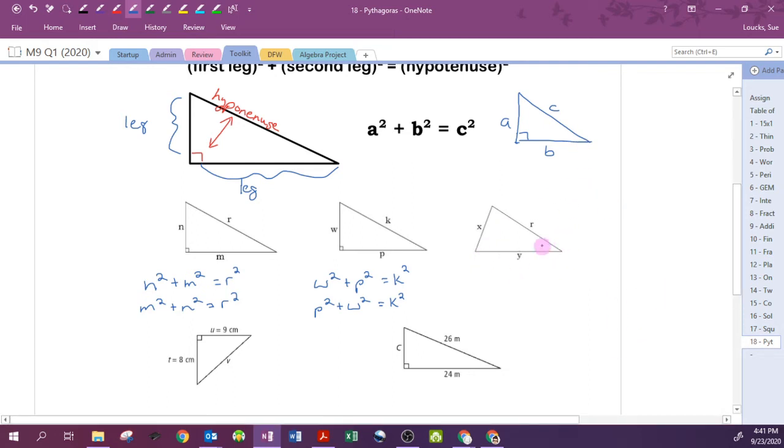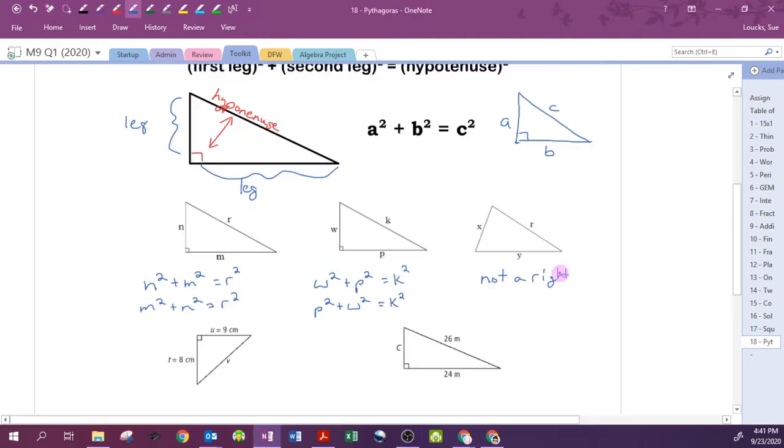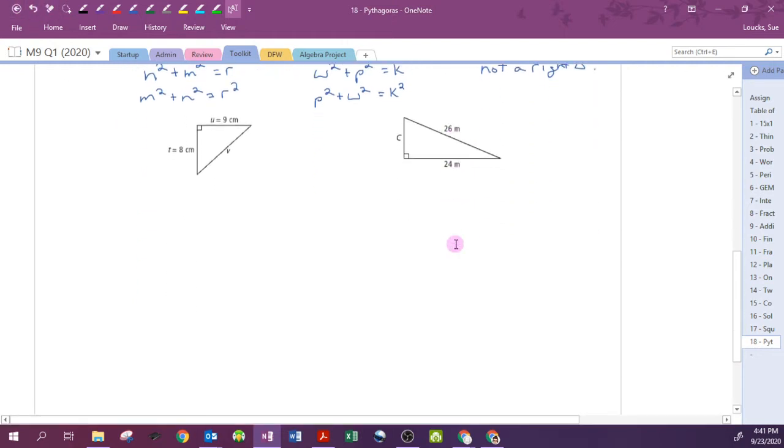This one here is a trick question, not a right triangle. So Pythagoras doesn't apply. All right, so there is no formula for that one because Pythagoras is not a thing. All right, let's do an example here.